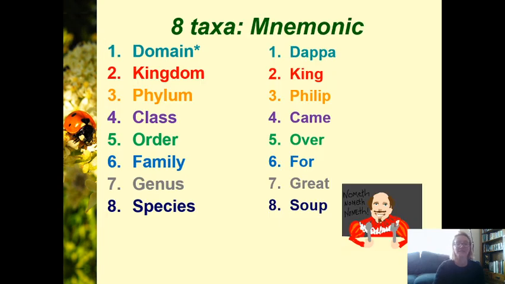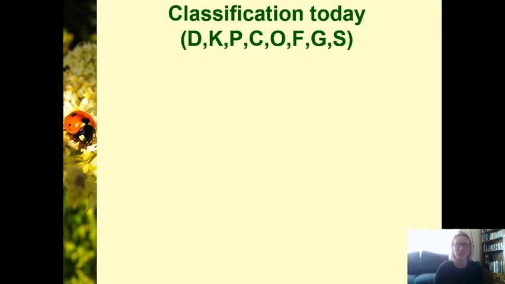So last lesson you'd have talked about the 8 taxa: domain, kingdom, phylum, class, order, family, genus and species. A mnemonic I like to use for that one is Dapper King Philip came over for great soup. But there are other ones you can use.